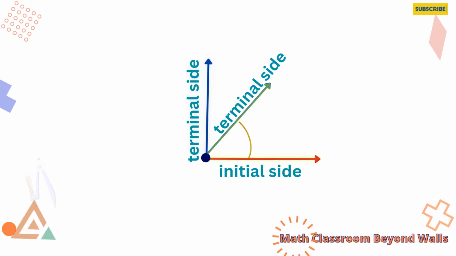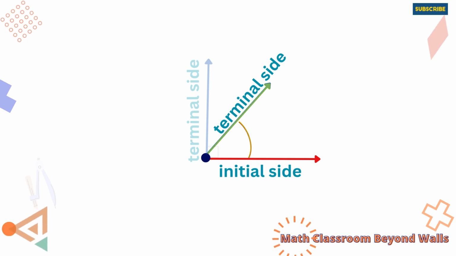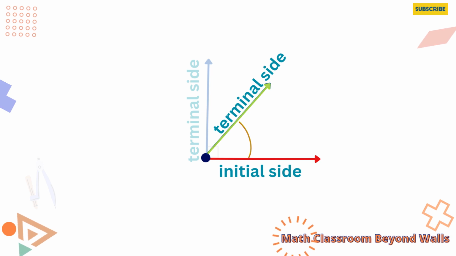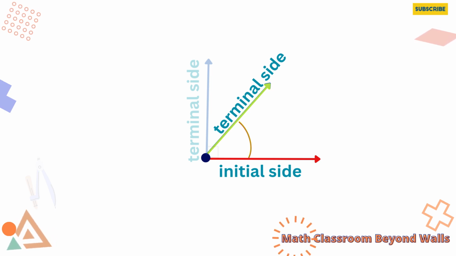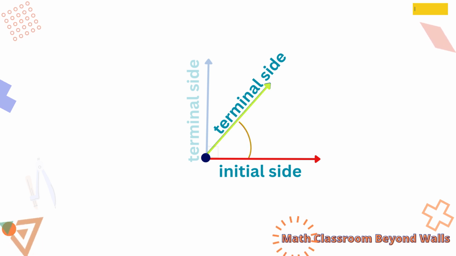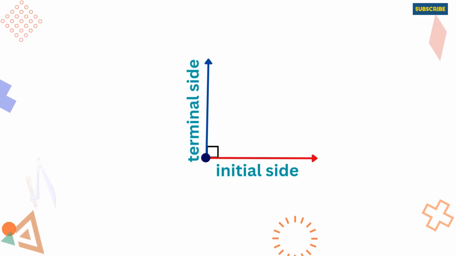What does the position of the terminal side of the new angle say about its measure? Is it less than 90 degrees or greater than 90 degrees? Okay, so the measure is less than 90 degrees. Now, what about these, learners?